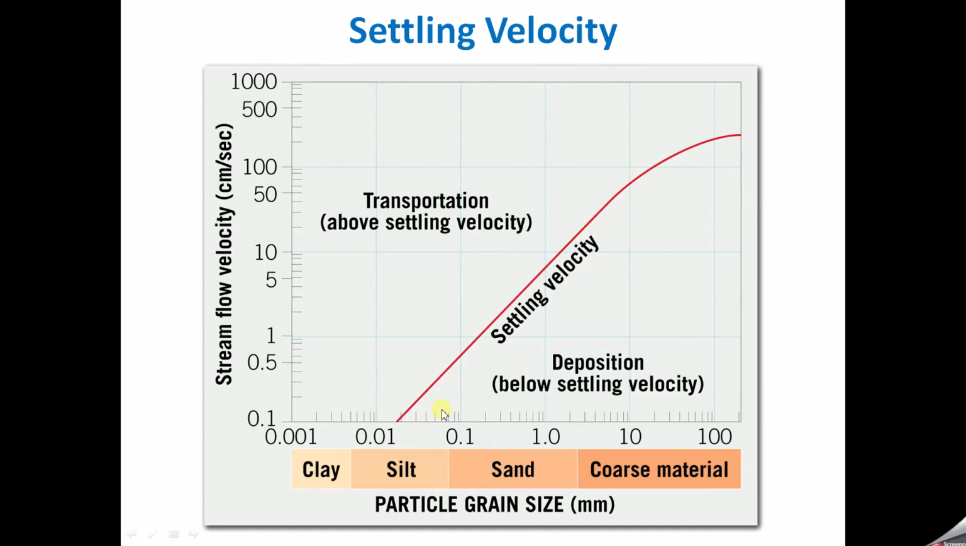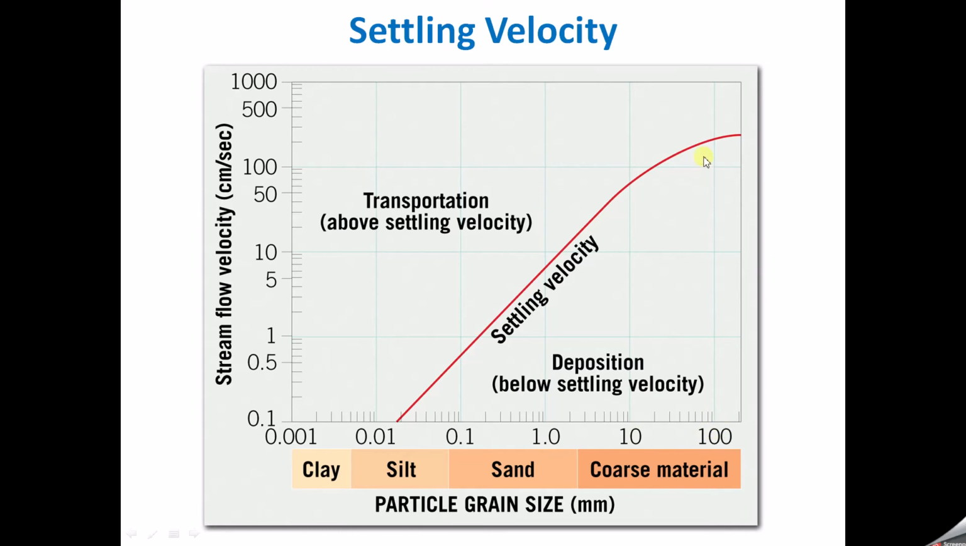Let's talk about settling velocity. For example, here we have a grain size from 0.01 millimeter to 100 millimeters, and here we have velocity from 0.1, 1, 10, 100, 1000 centimeters per second. If we have a grain size of 1 millimeter, to be transported, the speed must be above about 7 centimeters per second. If it's below 7, that's settling velocity. The sediments cannot be transported and fall down in the river water and settle down.